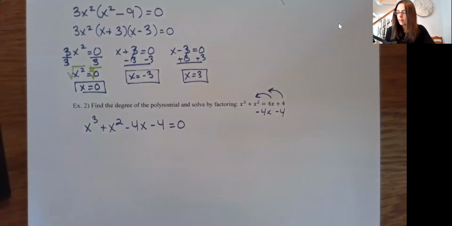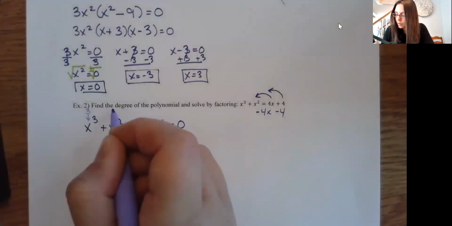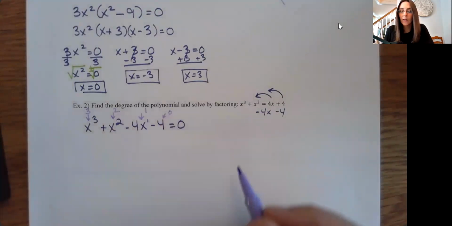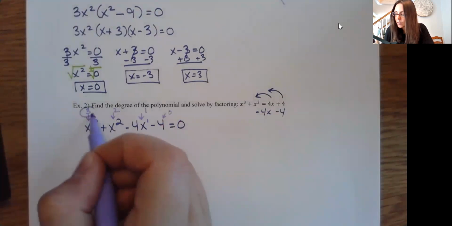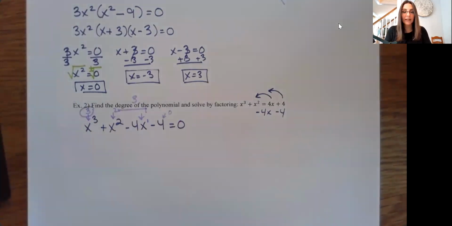For your degree, the degree of this piece is 3, looking at the exponent. Here's 2. This would be a 1, so there's always a 1 there. And here it would be 0. And then you take the highest one. So your degree overall in this case is 3. So what we would expect is up to 3 solutions here.